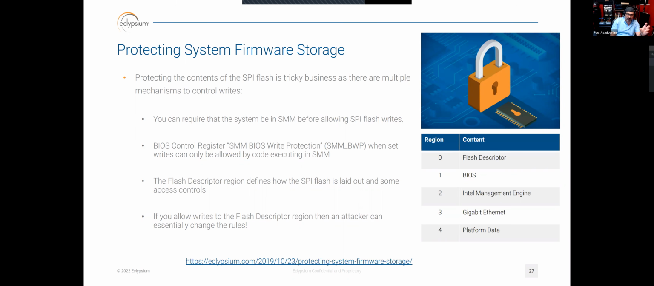So there are BIOS control registers that can be enabled that say you can only write to the SPI flash when you're executing code in system management mode, as a protection mechanism. So you have to be in SMM mode to do that. You can see the first region of the SPI flash is the flash descriptor region. The flash descriptor region basically defines how the SPI flash is laid out. So the offsets that say your UEFI has this region, Intel's Management Engine has this region, are defined in the flash descriptor region. So it's almost similar to the way a file system table would describe how a file system was laid out.